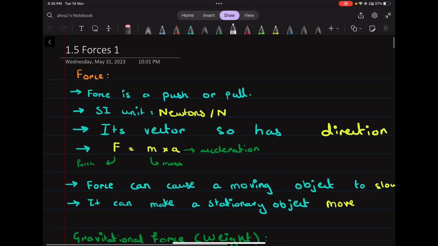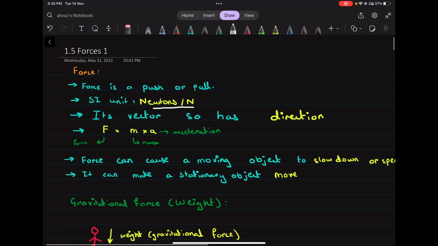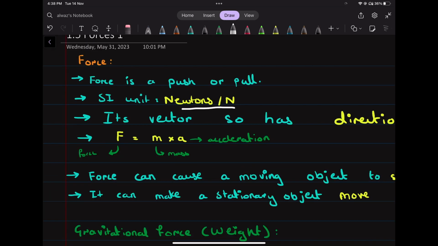So first we're going to talk about force. Force is a push or pull. This is something that we use in our everyday lives whenever we are pushing a shopping cart or pulling on a door. We use the word push and pull. This signifies force because we're pushing or pulling on the door. We're forcing the door. The SI unit of force is newtons. So this is very important and it's a vector quantity, so it has a direction.